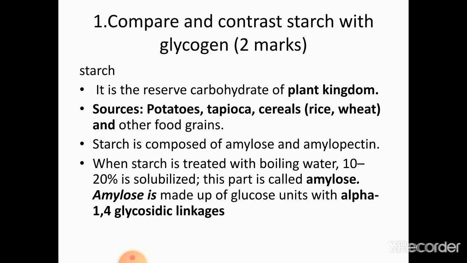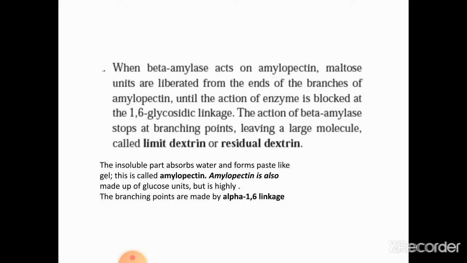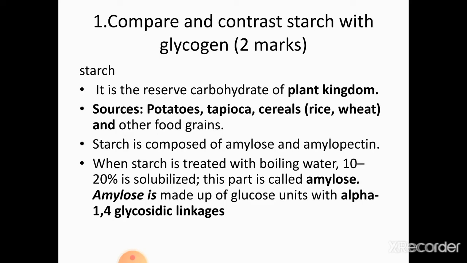So starch is a carbohydrate from plants, mainly from cereals and vegetables. Then it consists of amylose and amylopectin. Then how it reacts with boiling water. Then what is the linkage? Amylose is made up of glucose units with alpha 1,4-glycosidic linkage. This is the linkage which is present in starch.